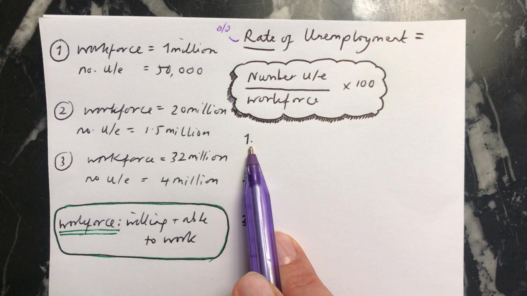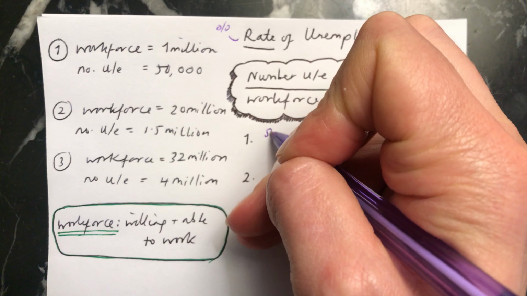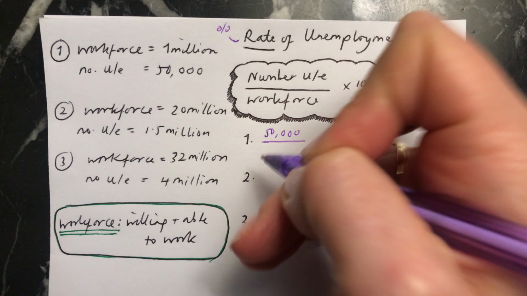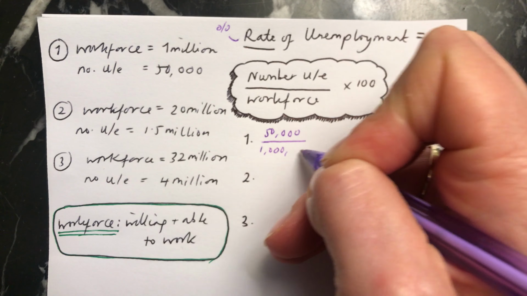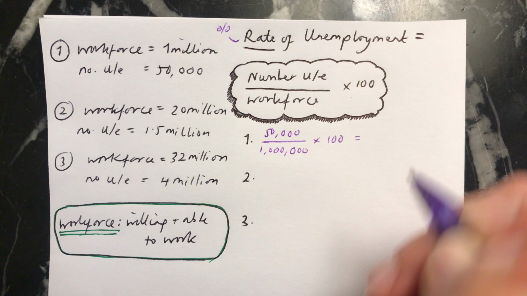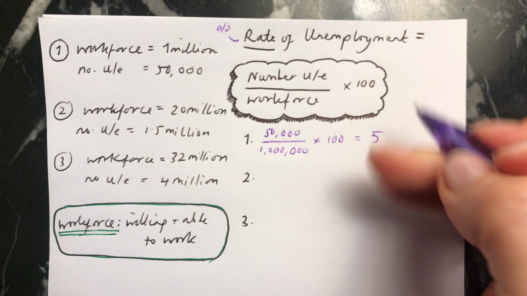So the first one, we know that the number of people unemployed is 50,000 out of a total of 1 million. And then we multiply that by 100. And that equals 5. And remember, we're working out a percent.